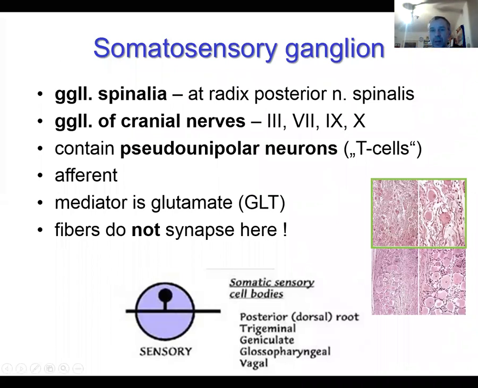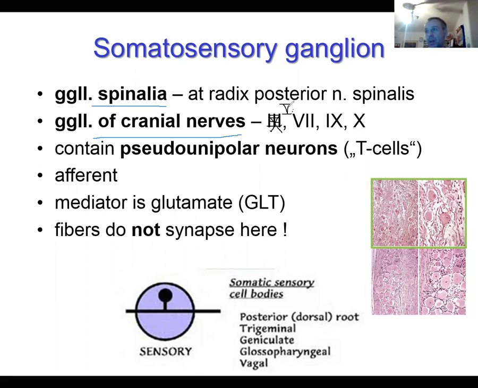So the somatosensory ganglia are spinal ganglia, which we are going to talk about today. They are located at the posterior root of the spinal nerve. Then the ganglia of cranial nerves, which is, I'm sorry, not number 3, of course, but number 5. This is wrong. Here has to be number 5. So trigeminal ganglion, geniculate ganglion, and superior and inferior ganglion of the glossopharyngeal and vagus nerve.